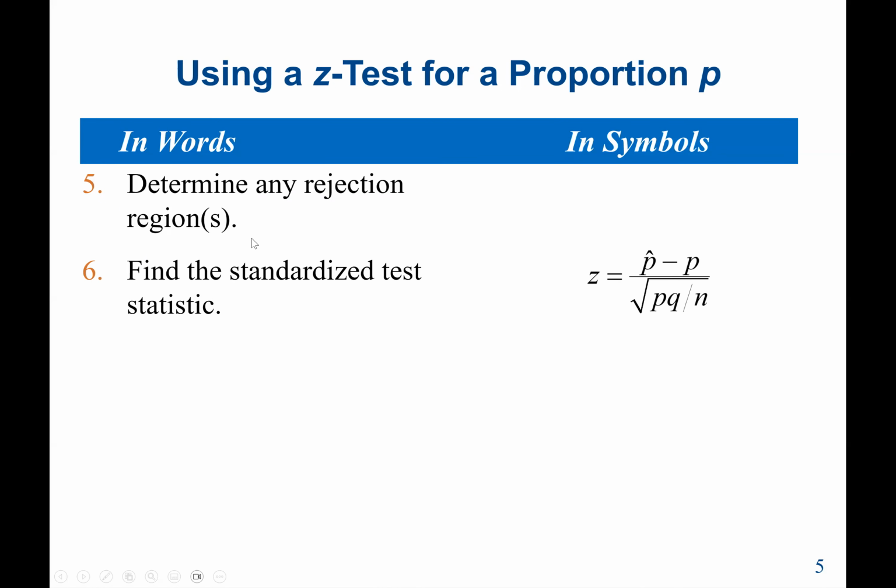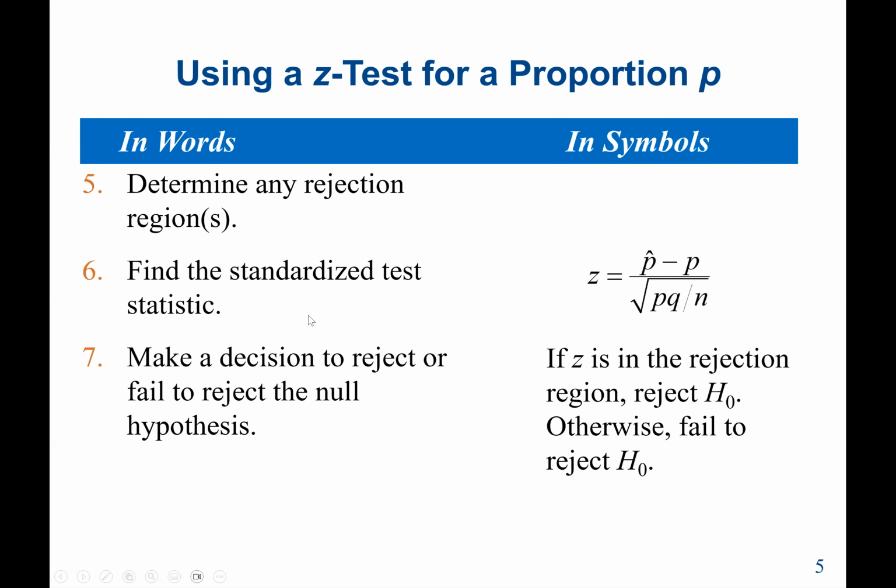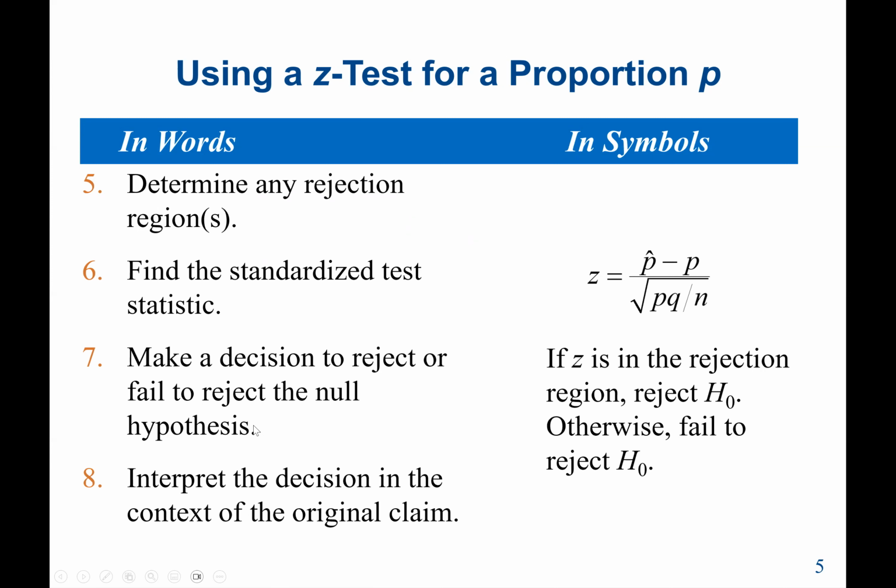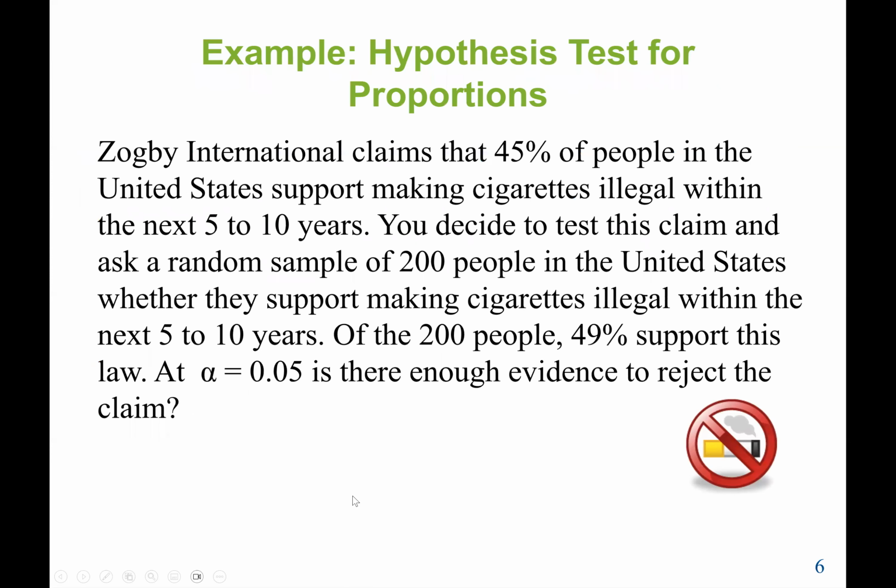Now, the rejection region is what we use to make a decision based on the critical value and also the alpha value. So we find the standard test statistic. From there, we can find the critical value, etc. So here we make a decision to reject or fail to reject the null hypothesis. Now, if Z is in the rejection region, then we reject H0. If it's not, then we do not reject H0. Then we need to interpret our decision in the context of the original claim. So we can see that the steps are the same as our previous z-test and t-test for the population mean.